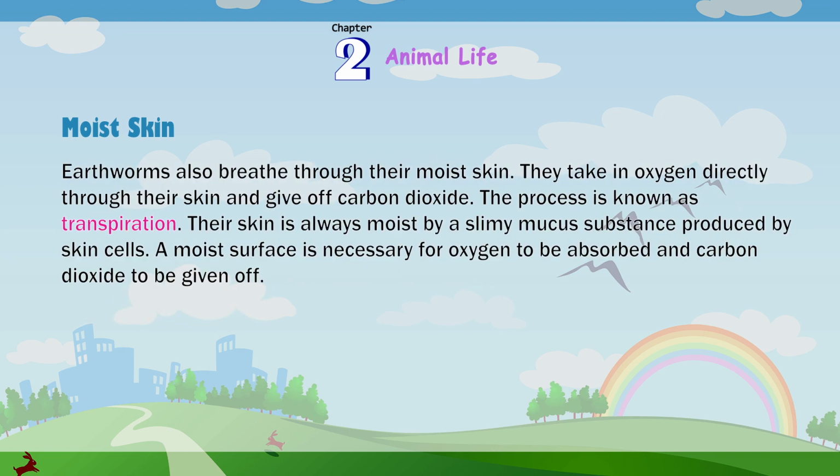Earthworms also breathe through their moist skin. They take in oxygen directly through their skin and give off carbon dioxide. The process is known as transpiration. Their skin is always moist by a slimy mucus substance produced by skin cells. A moist surface is necessary for oxygen to be absorbed and carbon dioxide to be given off.